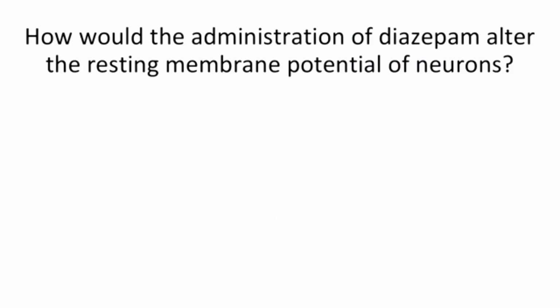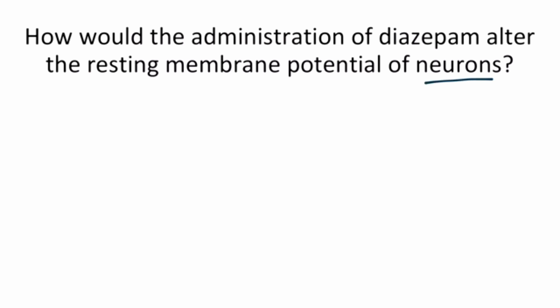How would the administration of diazepam alter the resting membrane potential of neurons? Before we get into the question, I'd like to briefly mention that so far we've talked about action potentials in general and have referenced neurons. However, action potentials also occur throughout other cell types, such as muscle cells. We'll talk in a lot more detail about cardiac myocyte action potentials in the chapter on cardiology. So this question is asking specifically about neurons.